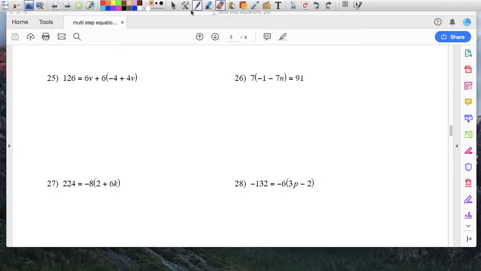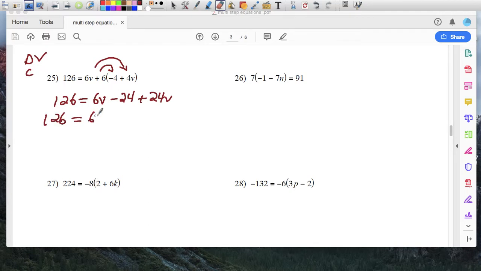It's really probably for sure. So it's 126 equals 6v. Positive times a negative is a negative 24. Positive times a positive is a positive. 6 times 4 is 24v. Distributive property check. Combine like terms? Yes, there is. So let me do that. I'll put them next to each other. This guy and this guy. Plus 24v minus 24. 126 equals 6v plus 24v. They're both positive, so it's just adding: 30v minus 24.